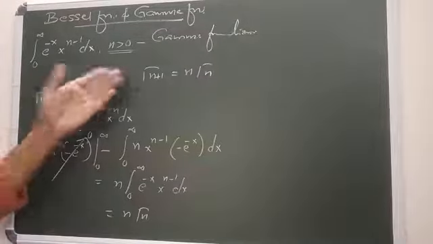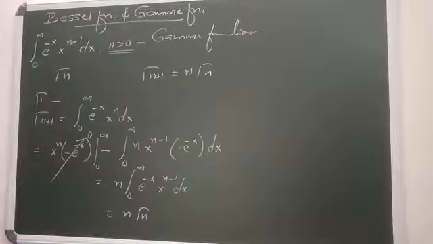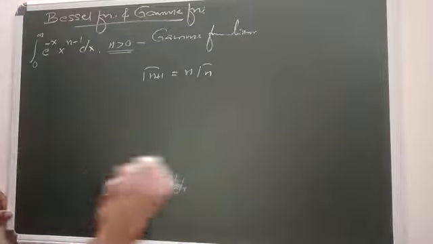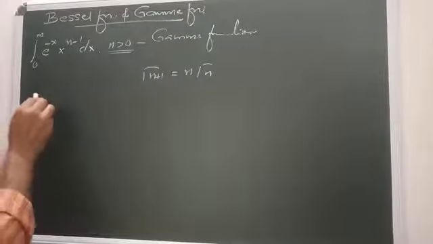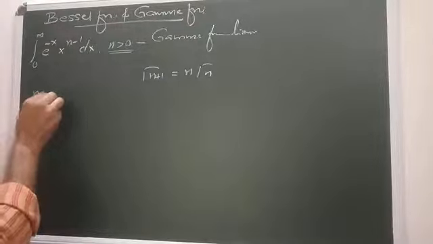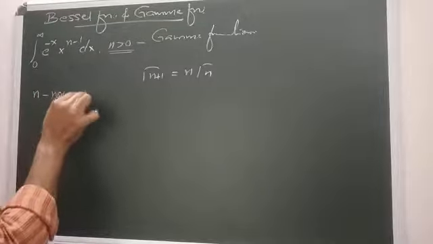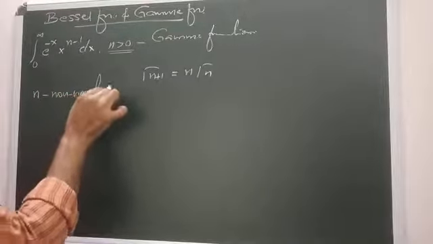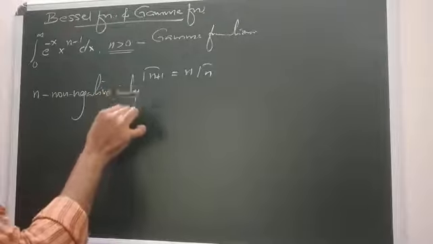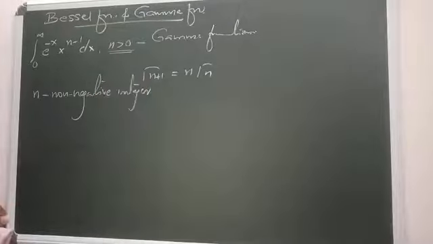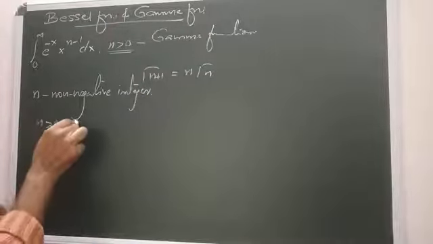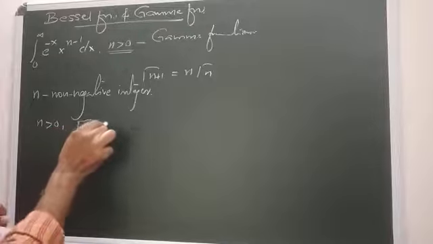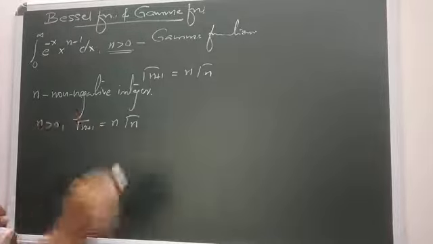So this is an important result: gamma n plus 1 is n into gamma n. Now suppose n is a non-negative integer. When n is a non-negative integer, what is gamma n plus 1? We know that for n greater than 0, gamma n plus 1 is n into gamma n.